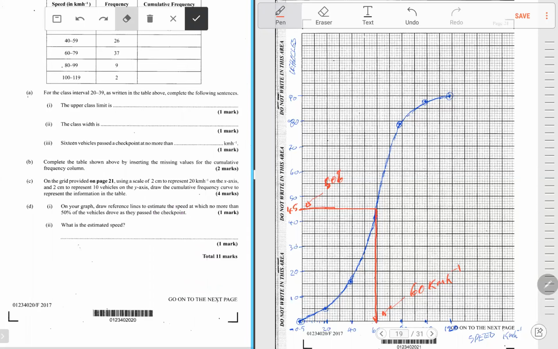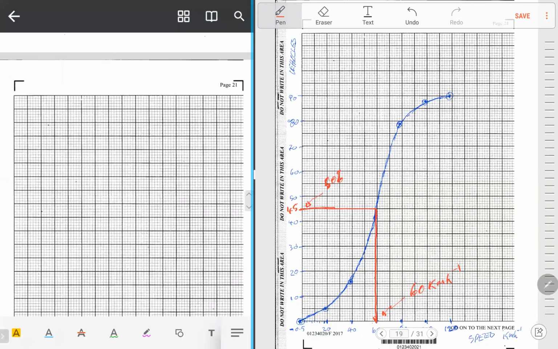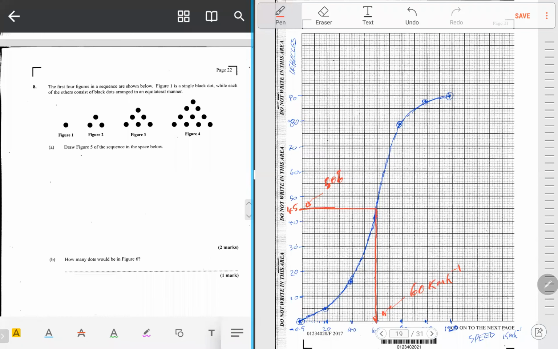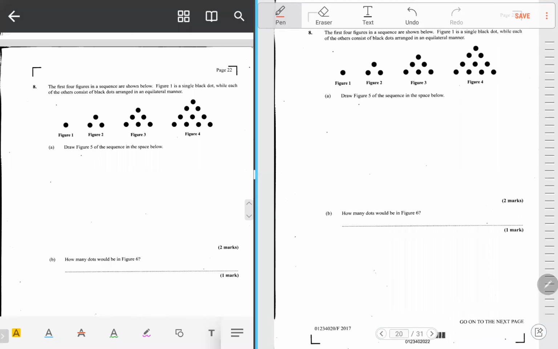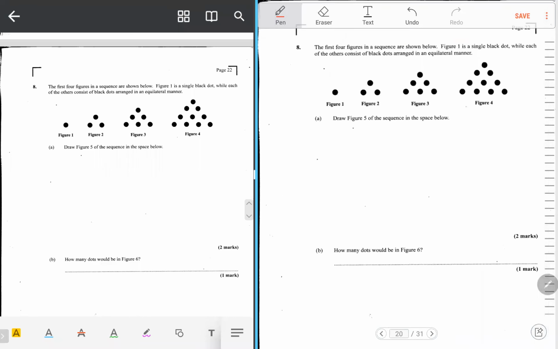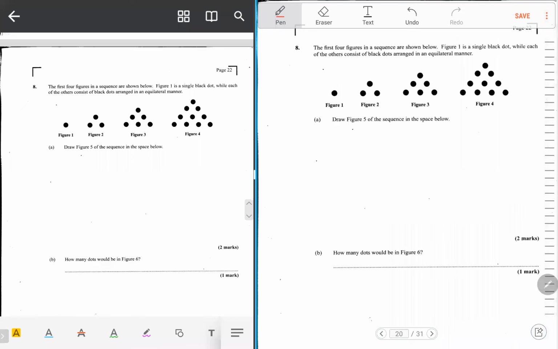All right, so moving on to the next question now. Question number 8. This is a sequence pattern question. The question says, the first 4 figures in a sequence are shown below. Figure 1 is a single dot, while each of the others consists of dots arranged in an equilateral manner. So basically, you have an equilateral triangle.